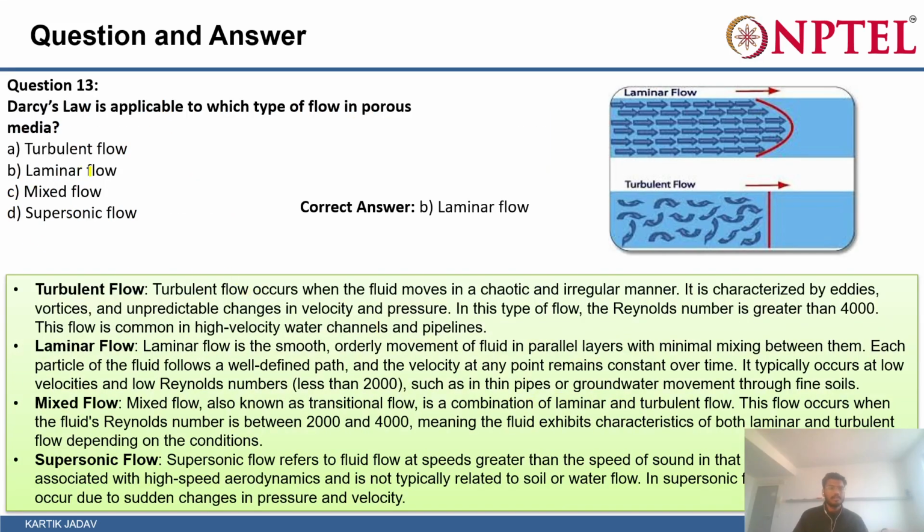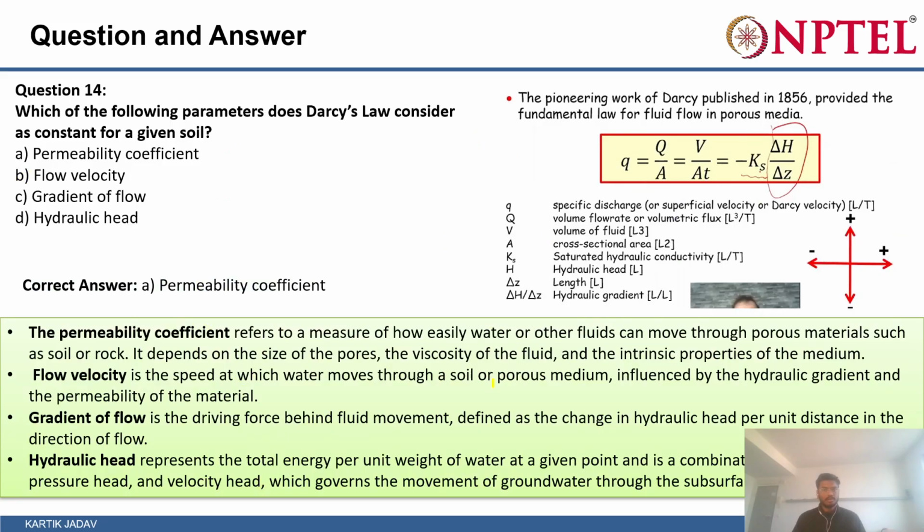Next question. Darcy's law is applicable to which type of flow? We know that it is for saturated porous media, and the flow condition more suitable for Darcy's law is laminar flow. The Reynolds number is most probably less than 10, which is usually acceptable, but usually it must be less than 1. So these are different characteristics of laminar flow, turbulent flow, mixed flow, and suspended flow.